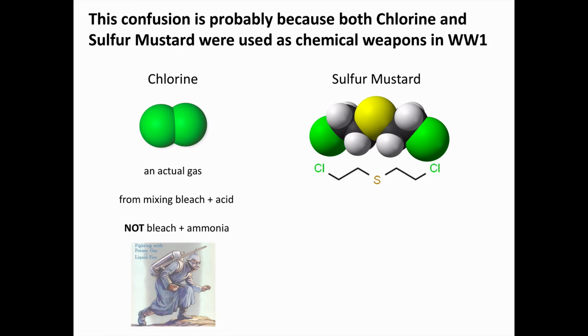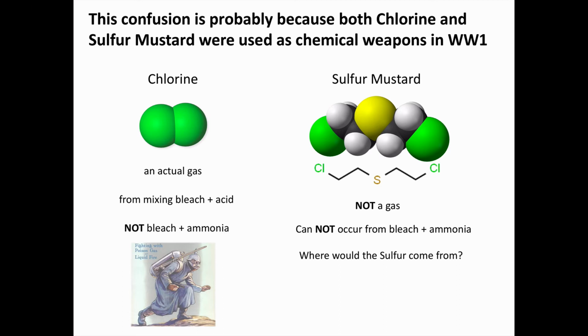So that's error number 1. Chloramine is not chlorine. And error number 2 is that chlorine isn't sulfur mustard either. Sulfur mustard is not a gas, it's a volatile liquid that can emit a poisonous vapor. Okay, the technical difference between a gas and a vapor is probably too subtle to get worked up about. But how is it that you're supposed to get mustard gas from bleach plus ammonia? Where would the sulfur atom come from? That's error number 3 in this myth.